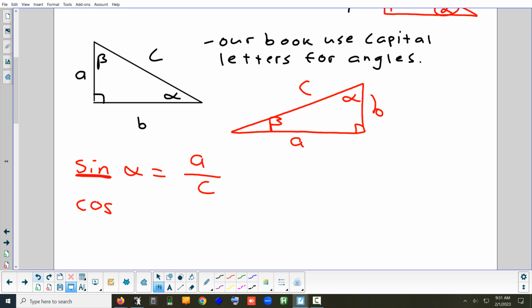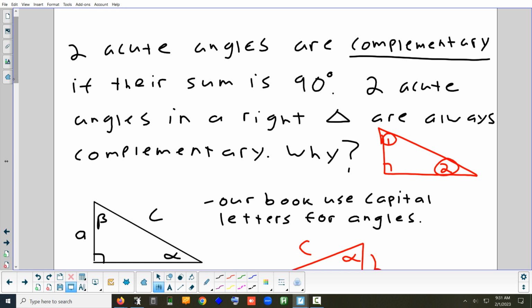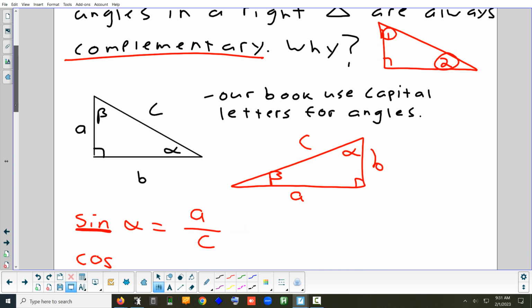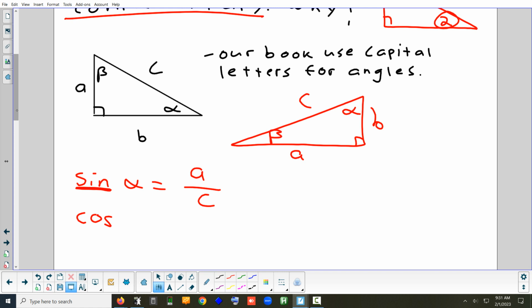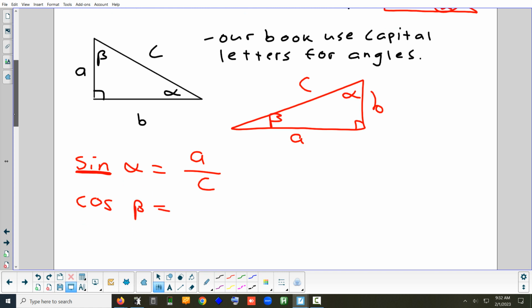And I don't want to use alpha this time. I want to use the angle that is complementary to it. What angle in this diagram did we just say would be complementary to alpha? We don't have a number for it, but beta. Okay, let's do that problem. Cosine beta.